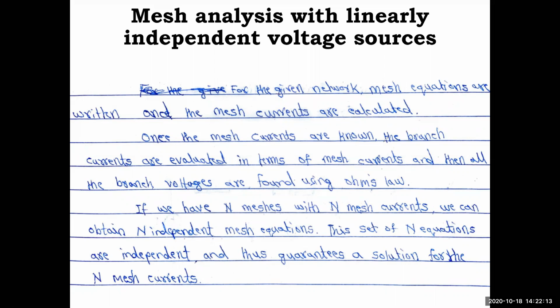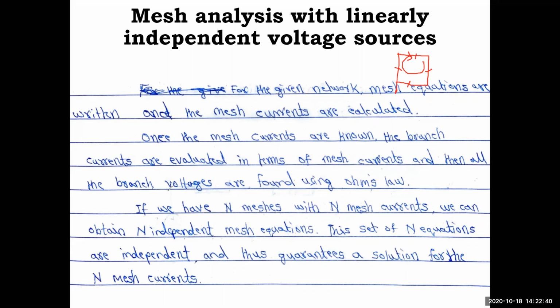Once the mesh currents are known, the branch currents are evaluated. So once you know the mesh currents, that means you know the complete mesh in a network, and then you can easily calculate the branch currents. Branch current means this is one branch, this is one branch, this is one branch, right? Each branch may or may not have an element connected, so with respect to that, branch currents will also be calculated.